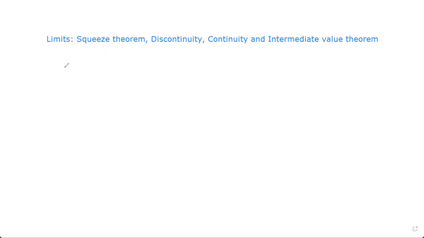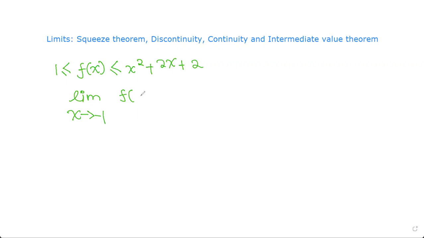So I'm just going to give an example. It's like a really easy theorem. Let's just say, for example, 1 is less than or equal to f of x, and f of x is less than or equal to x squared plus 2x plus 2. Find the limit as x tends to minus 1 of f of x. So this is a really easy question, and this is why the squeeze theorem is one of the easiest theorems to learn and understand.